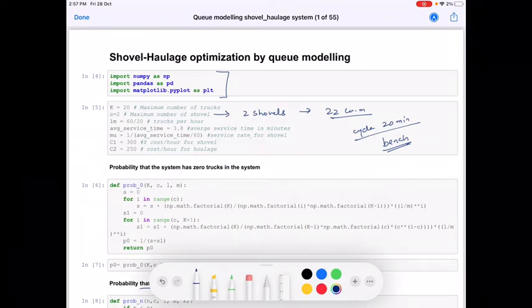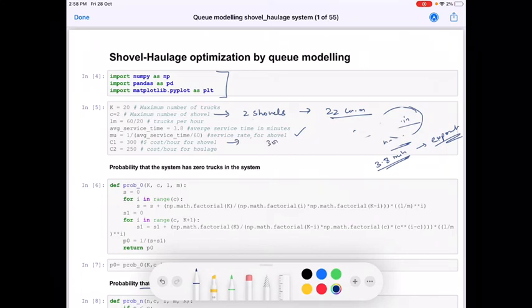So this travel time may also vary, so you can take the Poisson distribution for that rate. So 20 minutes I have taken as travel time, so in 1 hour there will be 60 by 20 number of trucks. So this will be the arrival rate that I have calculated here. And then for the service rate of the shovel, I have taken the value as 3.8 minutes approximately. So you can take the exponential distribution for this and you can calculate the service rate of the shovel. Then I have taken the cost per hour for the shovel as $300.